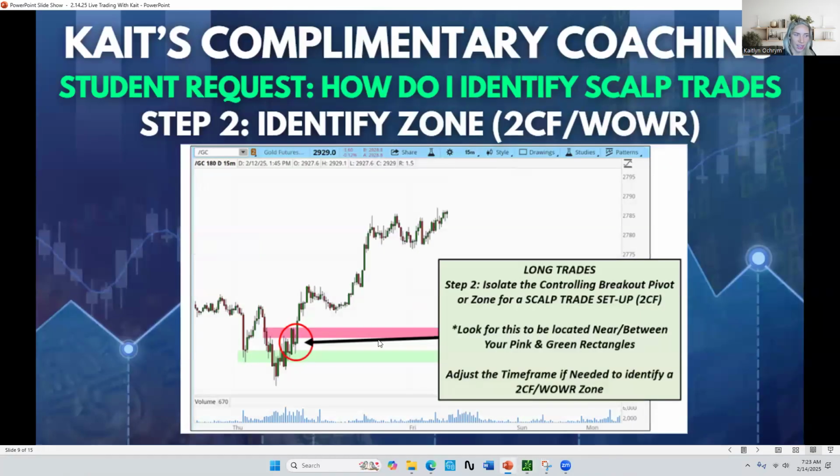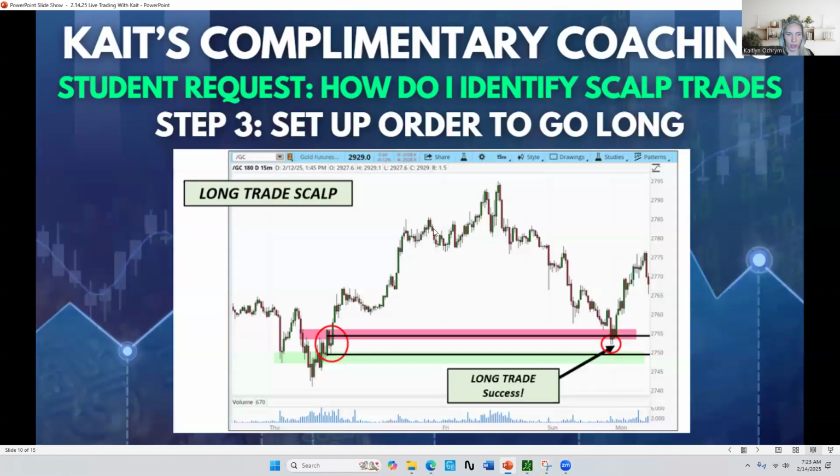When we're looking at this example here, this is going to be the two candle flip, but the wick over wick reversal would just be two red candles coming down followed by a breakout. That's ultimately our zone. When price returns back to our zone, that's where we look for the trade opportunity.